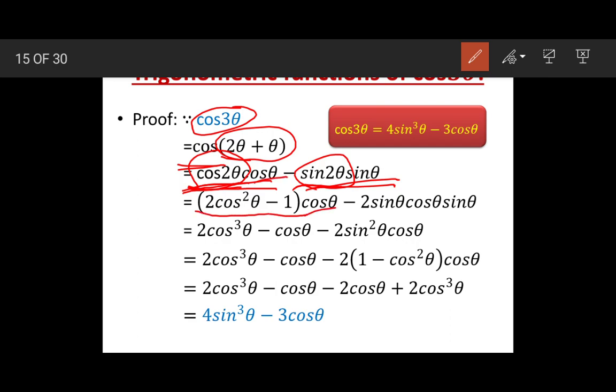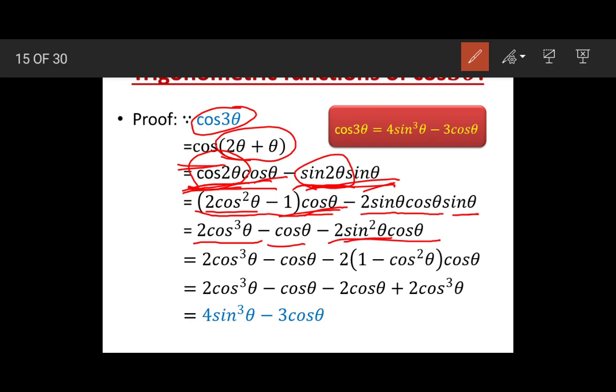This cos theta will remain as it is, minus, now sin 2 theta, there is a single formula for sin 2 theta. So sin 2 theta will be 2 sin theta into cos theta, and the last sin theta will be as it is. Now do the multiplication. So 2 cos square theta into cos theta, that will be 2 cos cube theta, minus 1 into cos theta, so minus cos theta, minus 2 sin square theta into cos theta.